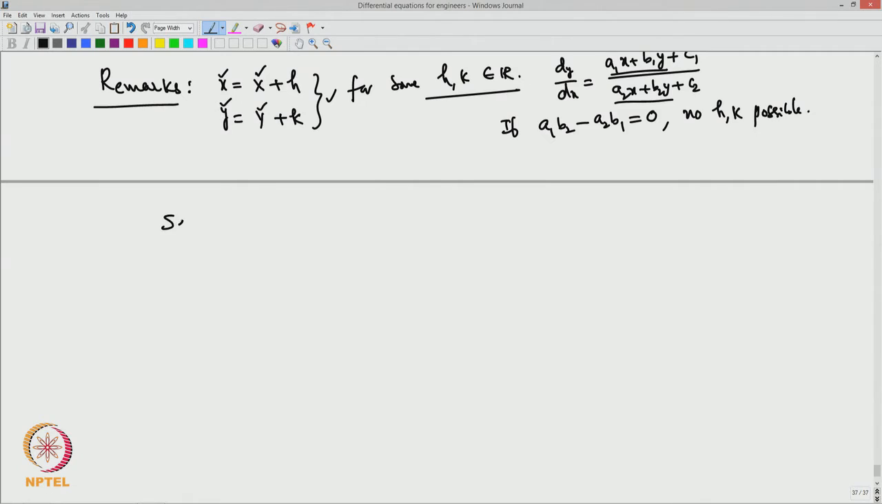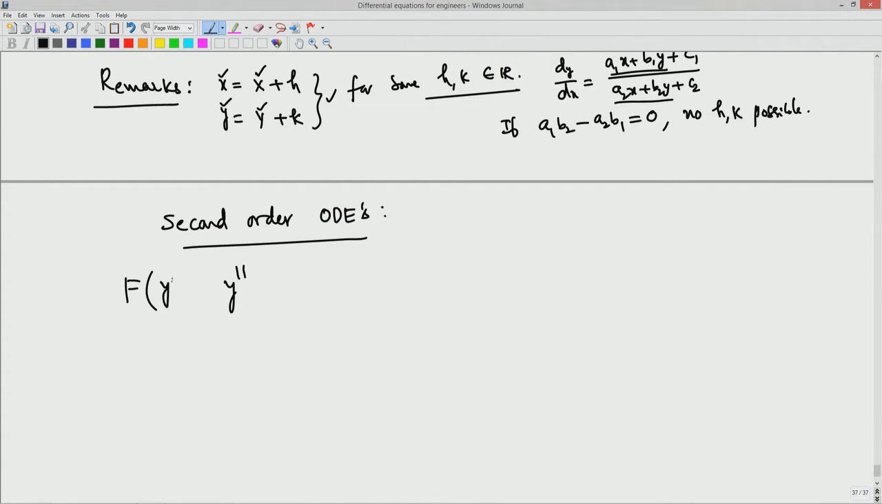So, let us move on to second order ODEs. Second order ODEs, how do I solve them? So, y double dash again. What is the general form? F of y double dash, y dash, y, x equal to 0. This is the general form where f can be anything, in an implicit form.